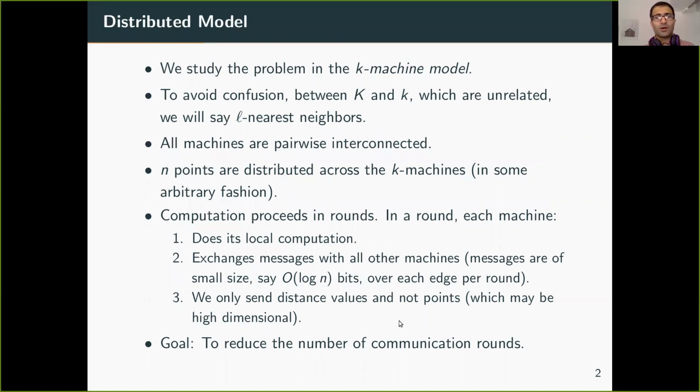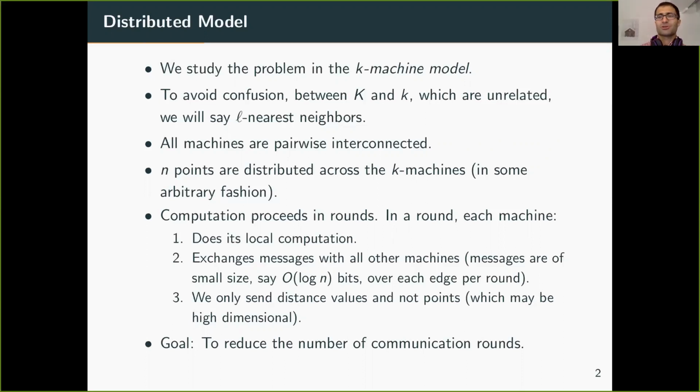So we studied the problem in the k-machine model where your data is distributed over k machines, and those k machines are pairwise interconnected. And from now on, in order to avoid the confusion between k-machines and k-nearest neighbors, we will call it L-nearest neighbors. Our algorithm proceeds in rounds.